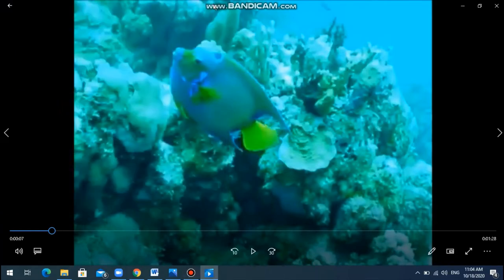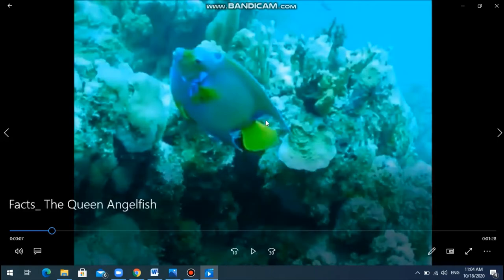Today we are going to continue our lesson, What are reptiles, amphibians, and fish? And today we are going to talk about fish. Let's start, grade 2.